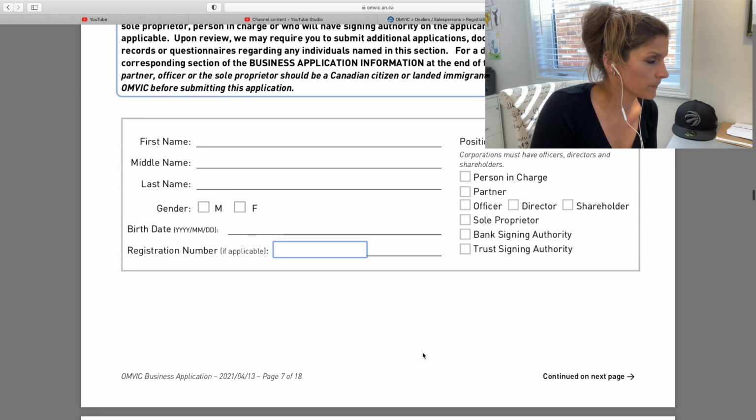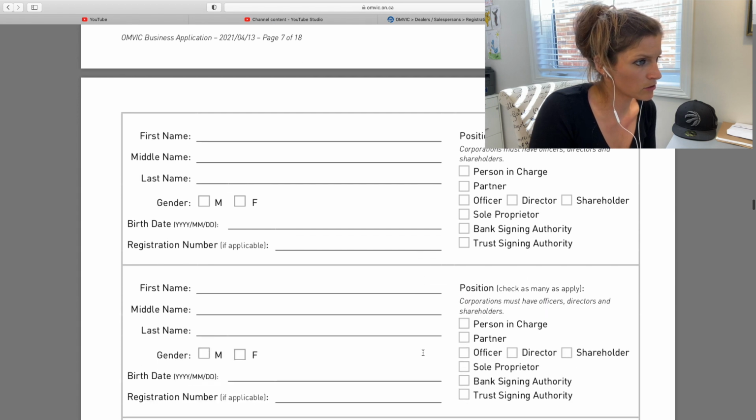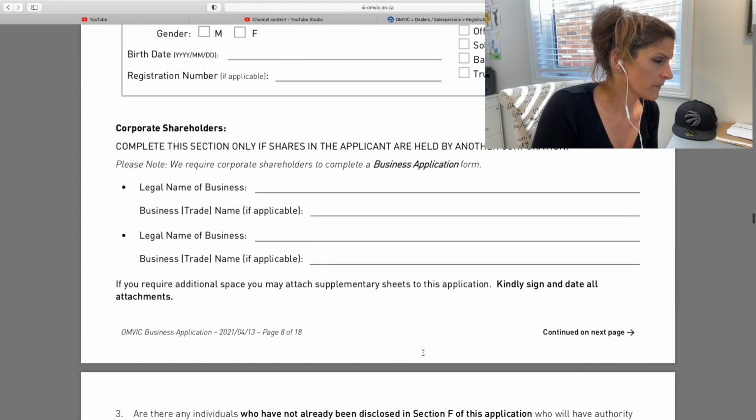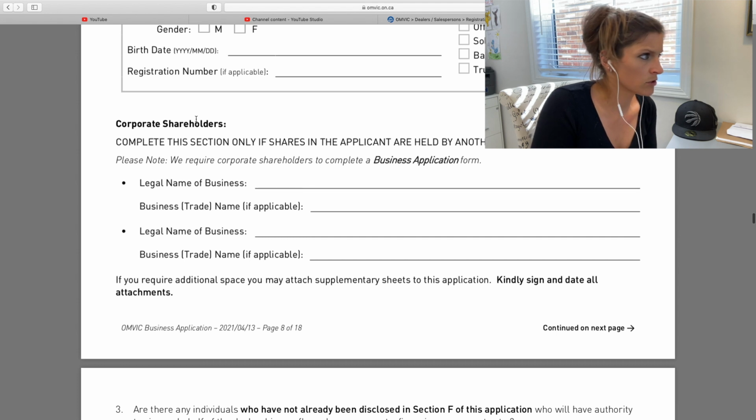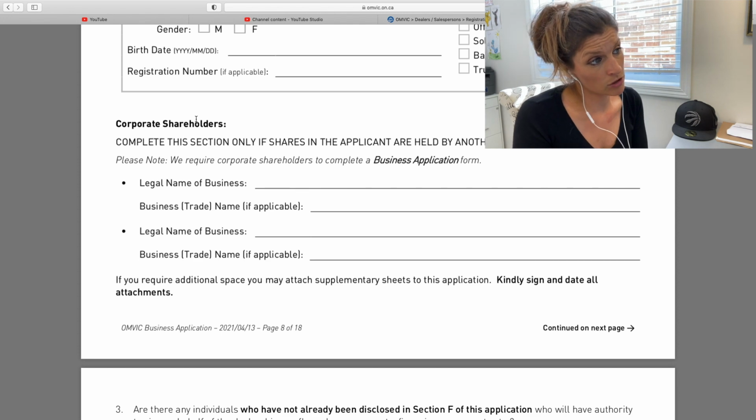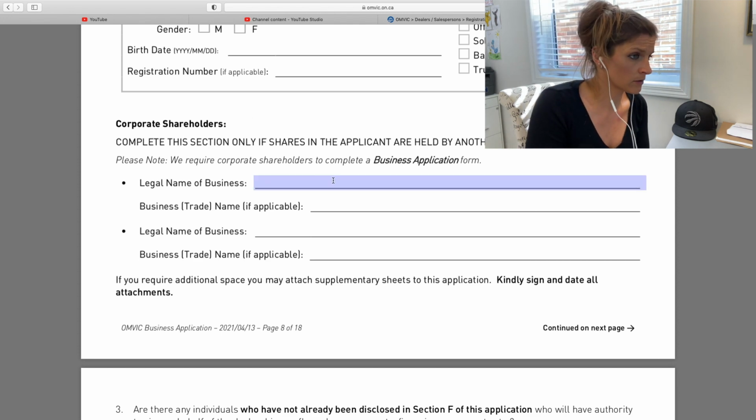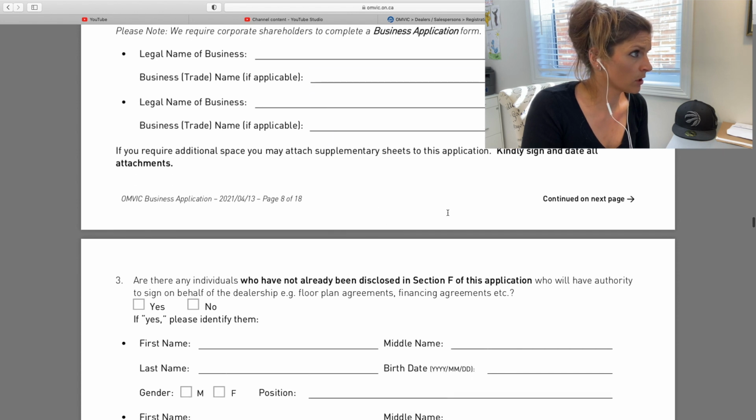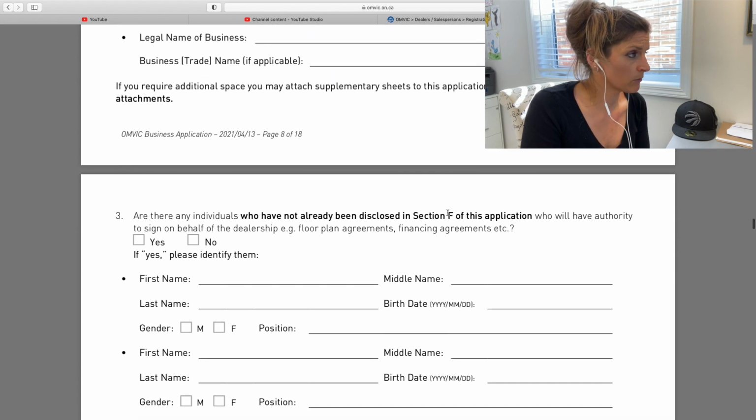Yes. So that's fairly self-explanatory, so we're going to skip all that. Now, if you did register as a corporation, you must complete the section only if shares in the applicant are held by another corporation. Okay, so that likely is not the case for the small independent dealer that you might like to be.